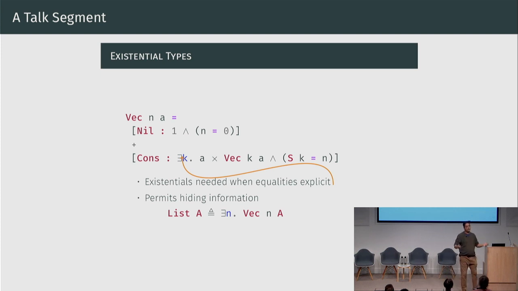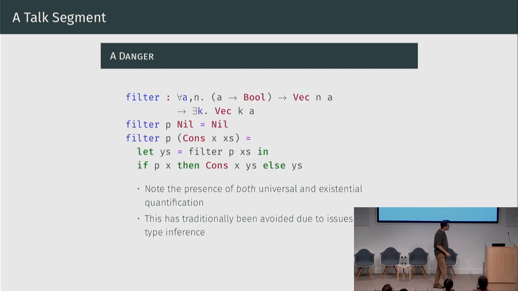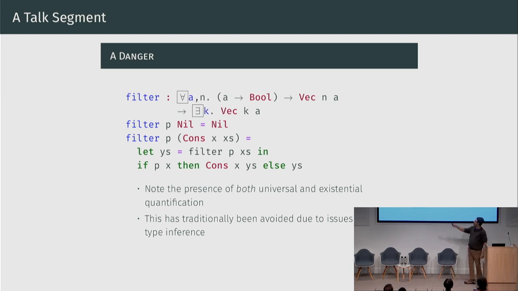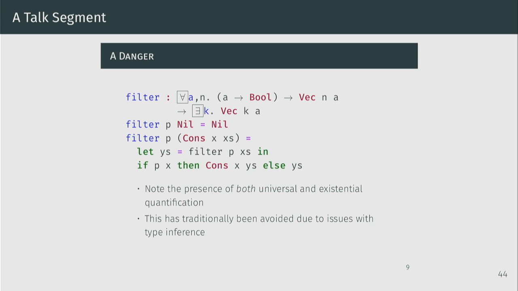And so, look, there's an existential type, and it lets you do things like information hiding. So a list of unknown length is the same as saying, oh, there exists an n such that I have a vector of length n. And these existential types are actually really important for programming with GADTs. So for instance, in the filter function, we say, okay, for a list of any length n, the result of filtering is going to be a list of some length k. And so now we have a type that has both for all and exists in it. And historically, when people have seen type systems with both of these features, they've run away because it's really hard.